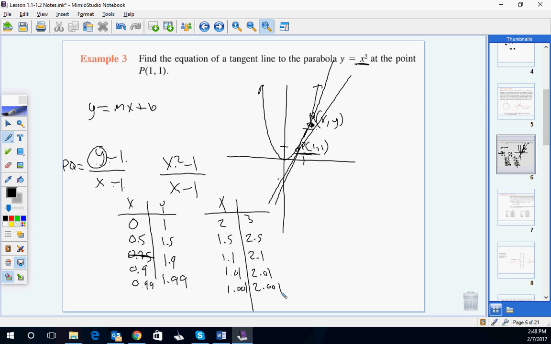Does that make sense? We're getting really, really close to 2. Okay? So what that's going to yield for the next thing we're going to do, essentially, you just looked at a limit. And we'll hit limits more specifically in a second. The limit of this equation as x approaches 1 for x squared minus 1 over x minus 1 equals 2. The answer will be 2. What does 2 represent? 2 is the slope.